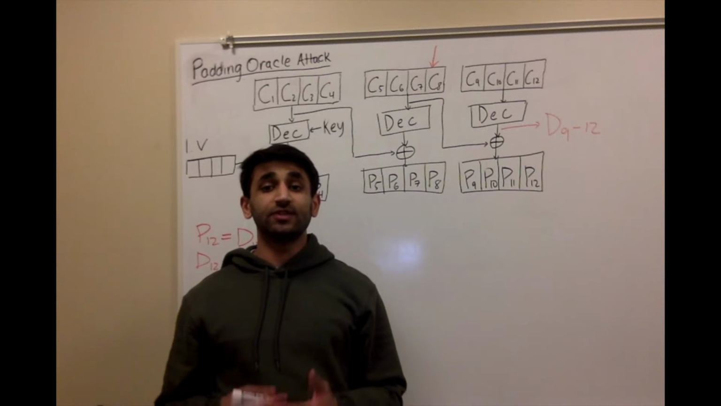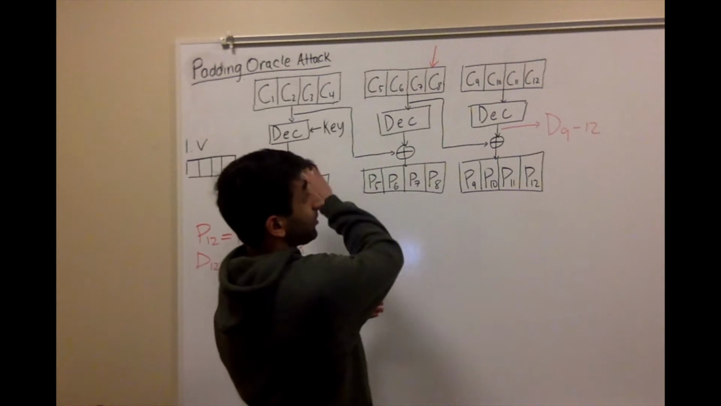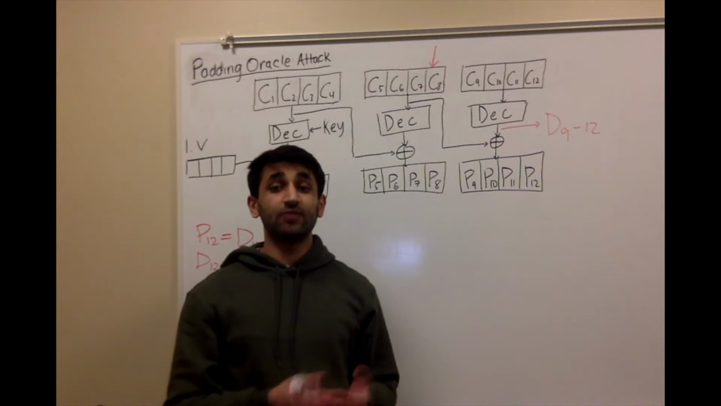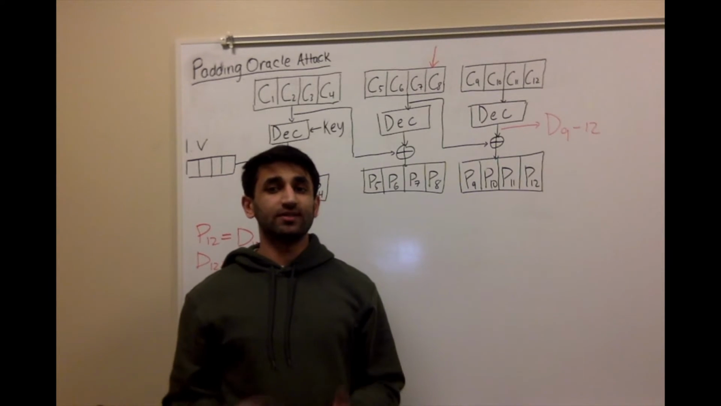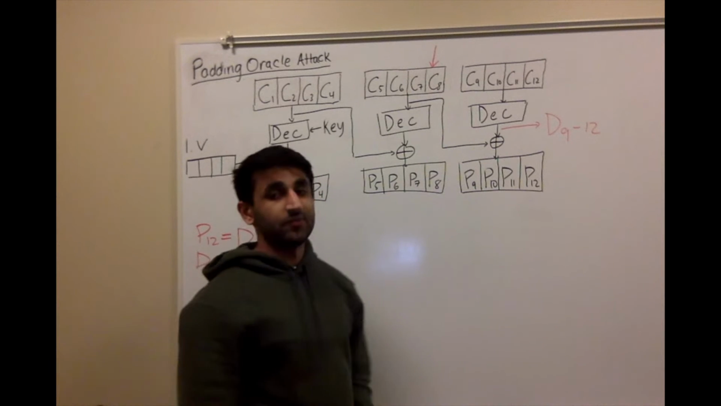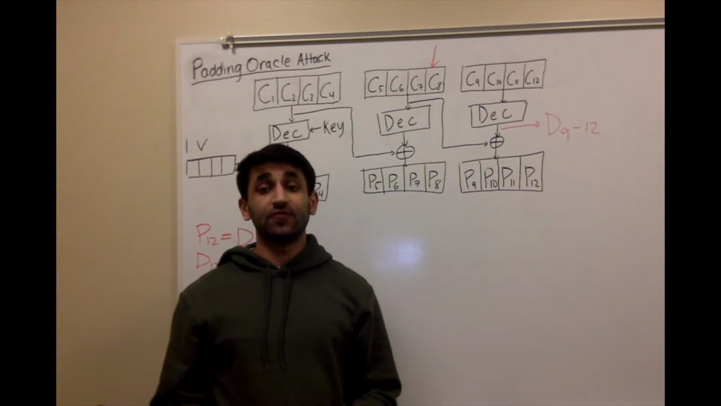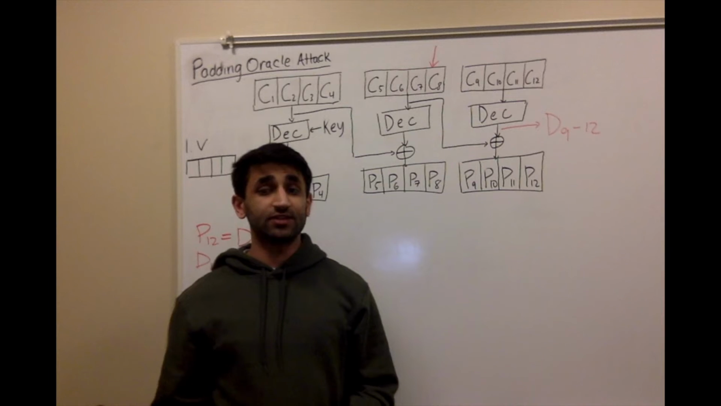Let's say Mallory just incremented this value C8 from the original ciphertext she intercepted by 1, and she submits that to the server. What exactly is going to happen? First, the server is going to decrypt this altered ciphertext she received.